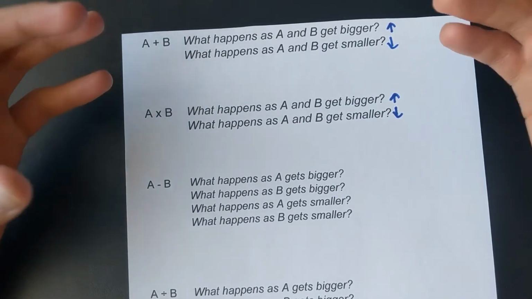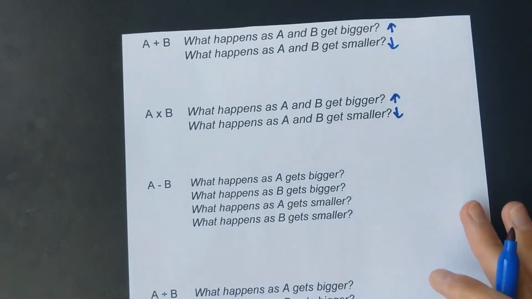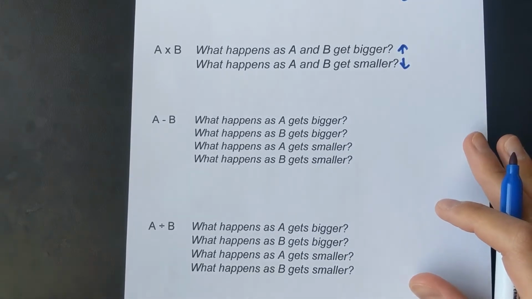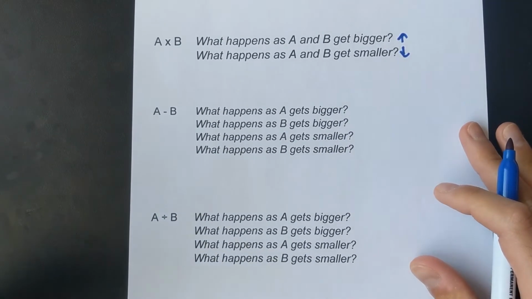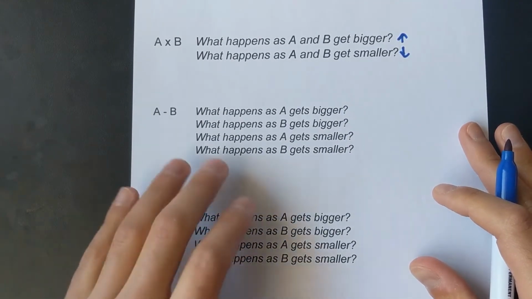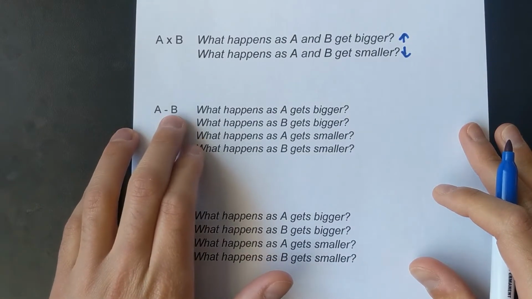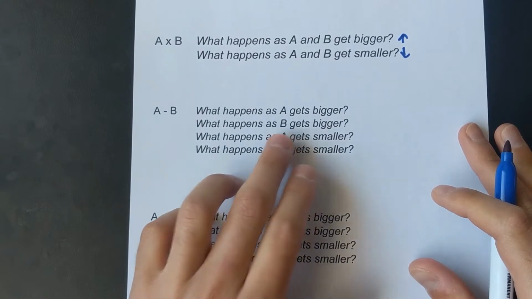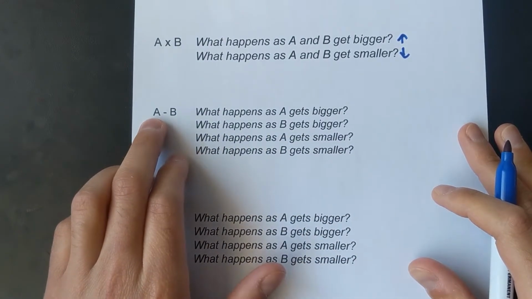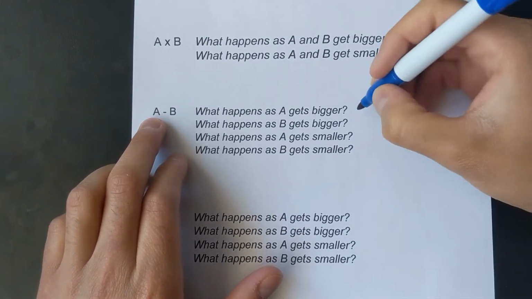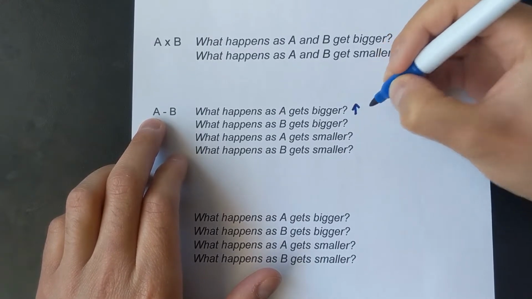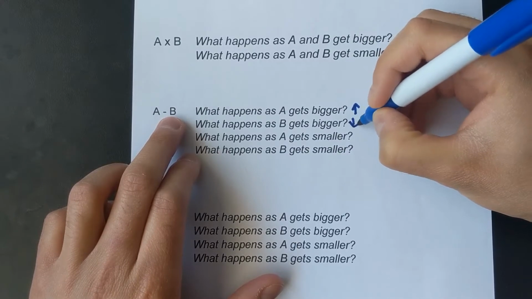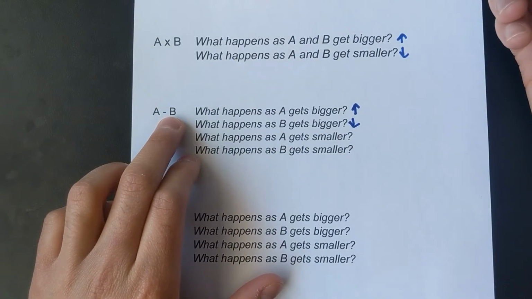Hopefully that's quite obvious. What we need to be very careful of is when we're taking away numbers or if we're dividing numbers. So if I have two numbers here and I'm doing A take away B, what's going to happen is A gets bigger. If A gets bigger, well, my answer is going to get bigger. If B gets bigger though, my answer is going to get smaller. So that's different.